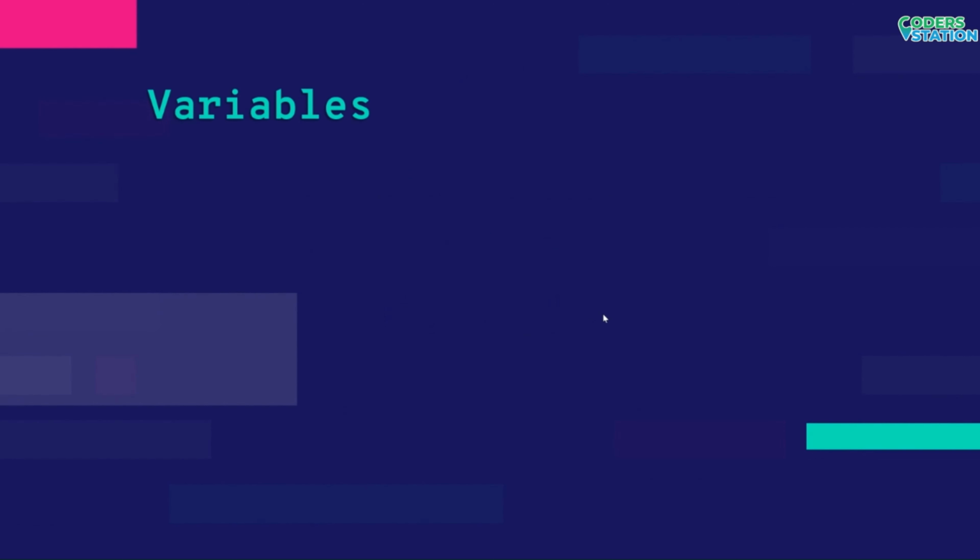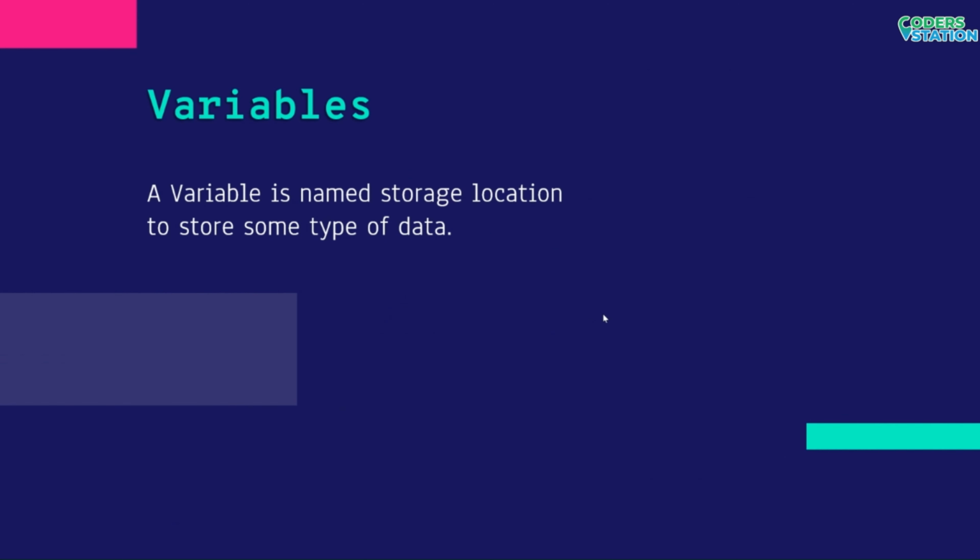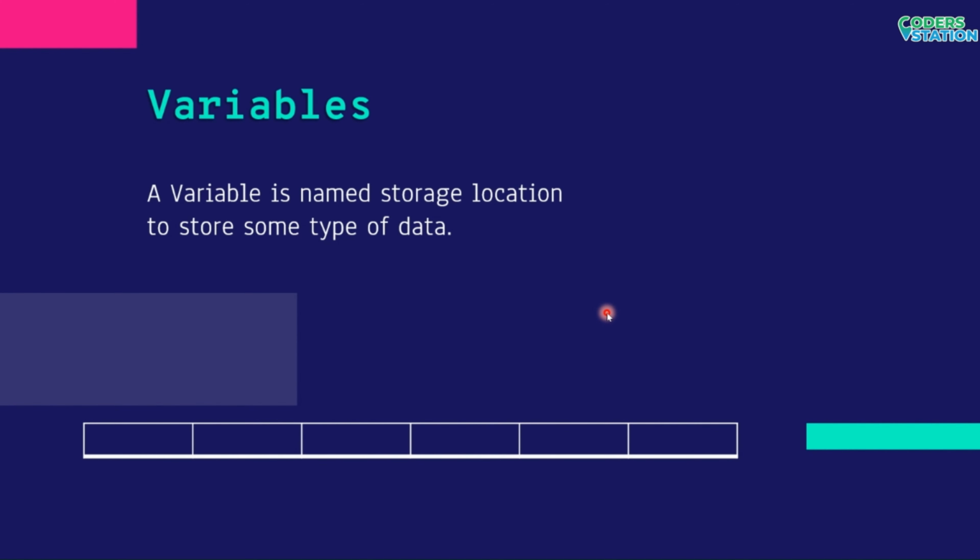By definition, a variable is a named storage location to store some type of data. So basically, a variable name is the name for a memory location. I'm repeating again: the name of our variable is given to a memory location where we are storing our data. So let's see some examples.